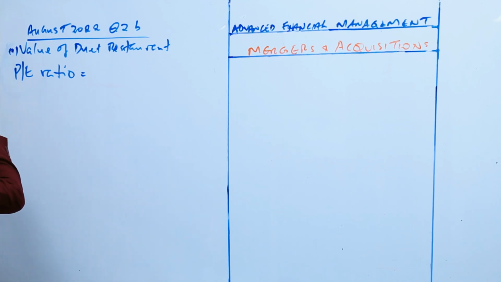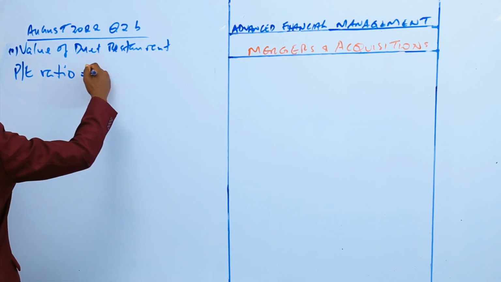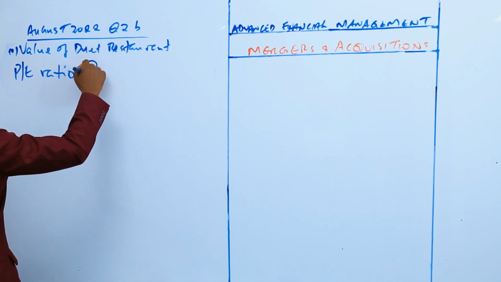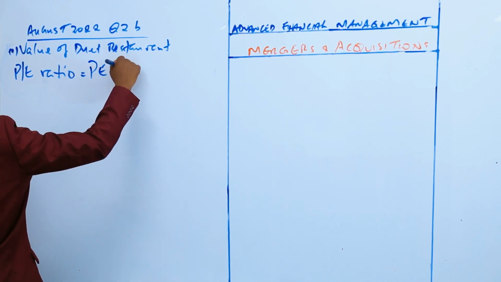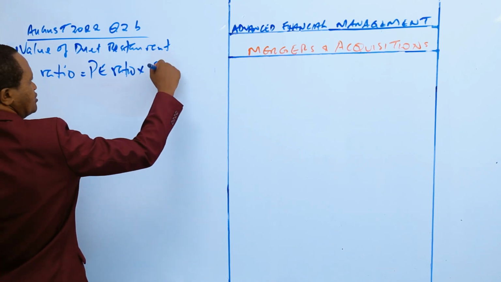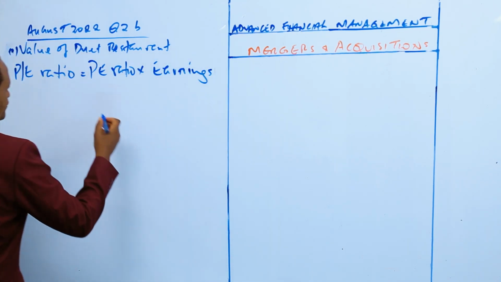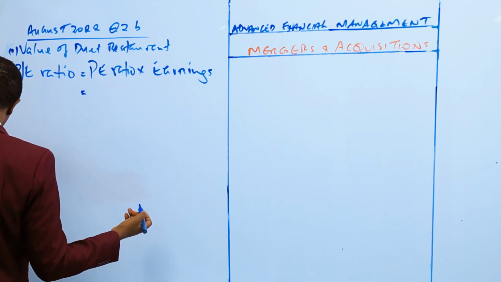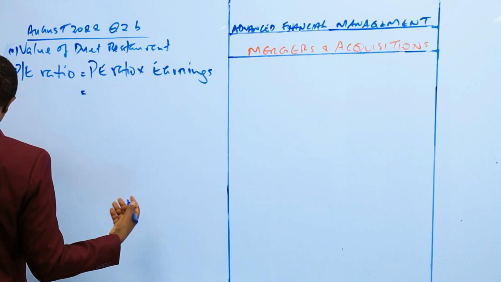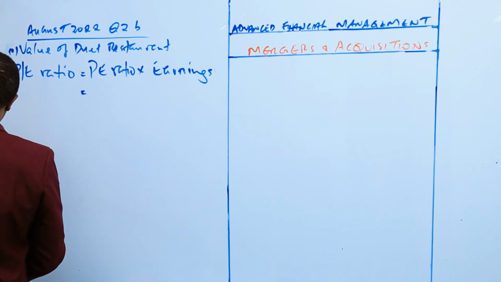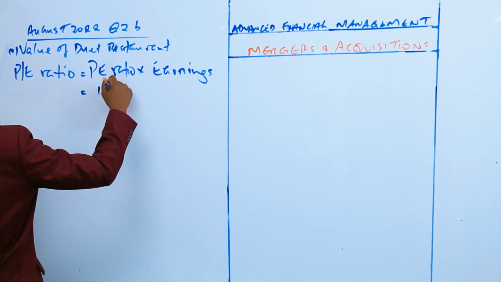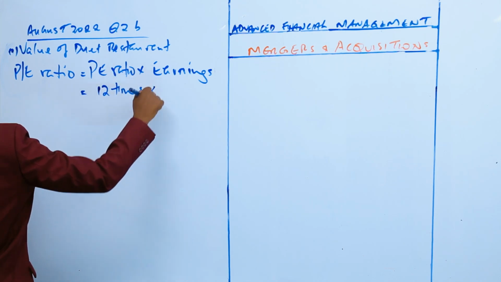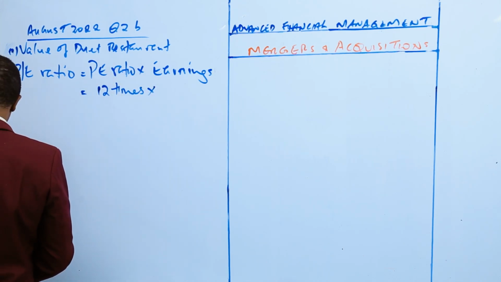So to get the value of this company, we are going to take the PE ratio, we multiply by the earnings. It's very simple. We will take the PE ratio, which is 12 times. Look at the question. The first table there is Rona Hotel Limited. The PE ratio is 12 times. So we have 12 times. That is the ratio. Times the earnings.